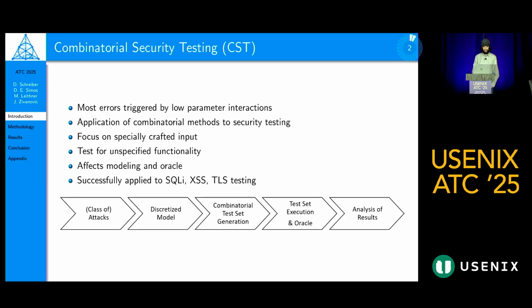Combinatorial testing, or CT for short, is based on an empirical observation by NIST that most software errors are triggered by a low number of parameter interactions, most of the time 1 to 2.